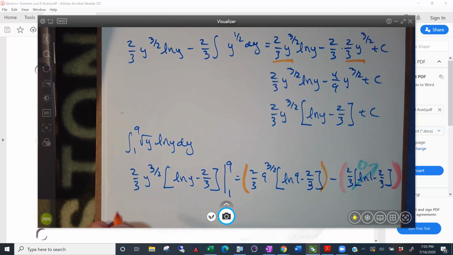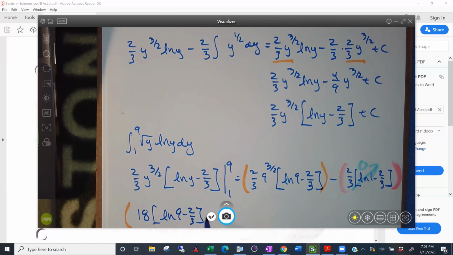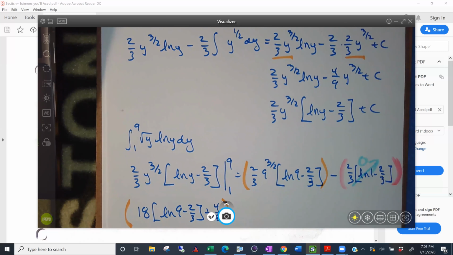Let's see what happens with our first term. That'll be 2/3 of 9 to the 3/2. So it's like the square root of 9 and then cubed. So it'll be 27. 27 times 2/3 would be 18 times the ln of 9 minus 2/3. And we said we had plus 4/9 here. There we go. Now, I'm sure if you want to distribute this, we could clean that up even further, but you get the idea. That'd be minus 12 plus 4/9. Close enough.